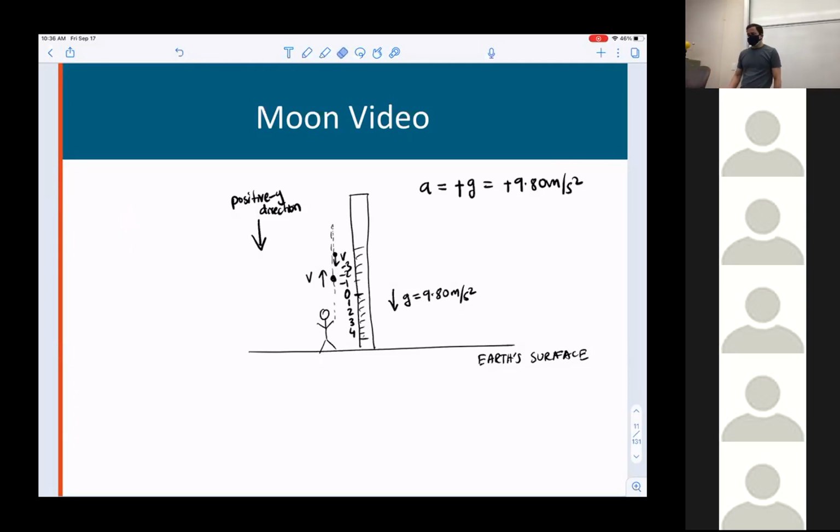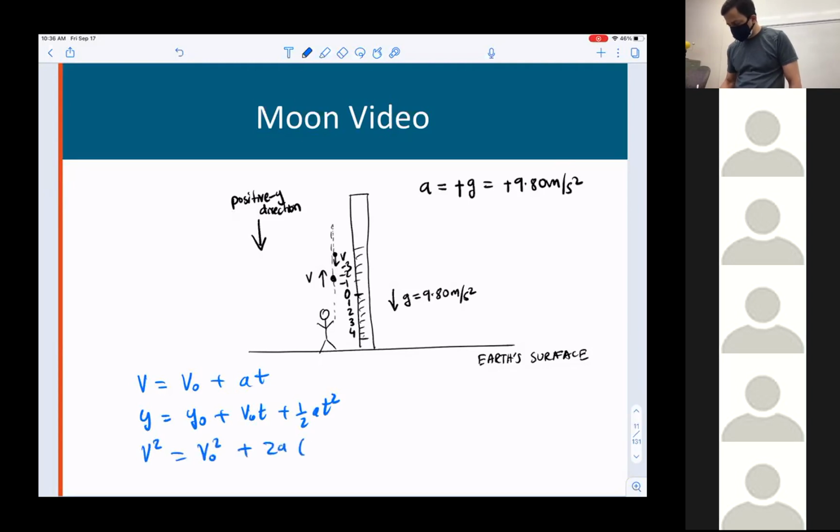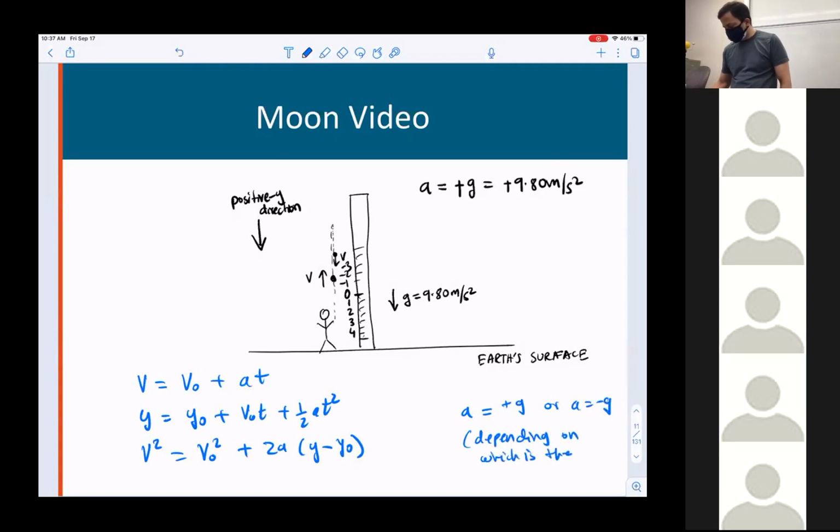Any questions on that? So for freely falling objects, we would basically have our same equations: v equals v naught plus at, and then instead of x, in case you have OCD about using x for the vertical motion, you can replace it with y, and you will say y is equal to y naught plus v naught t plus 1/2 at squared, and then v squared is equal to v naught squared plus 2a times (y minus y naught), and your a here will either be plus g or minus g, depending on which is the positive y direction. Any questions on that?